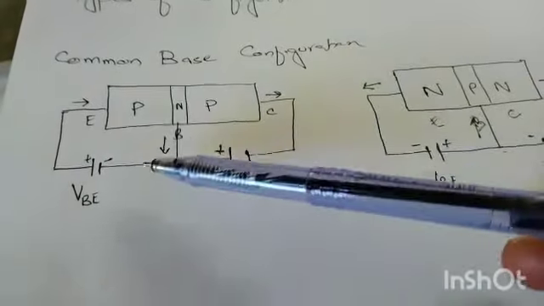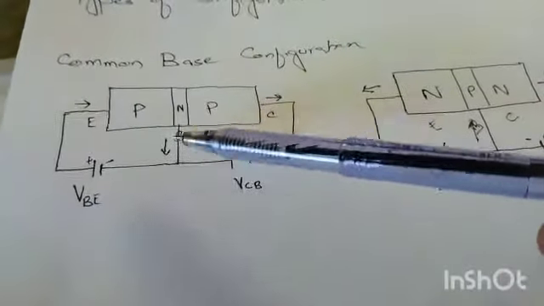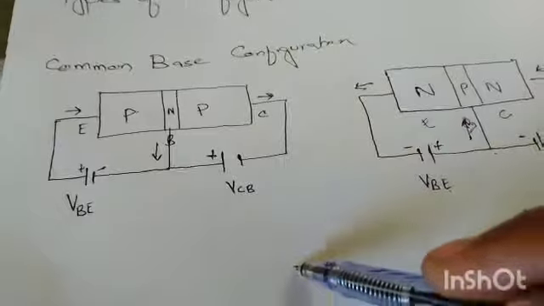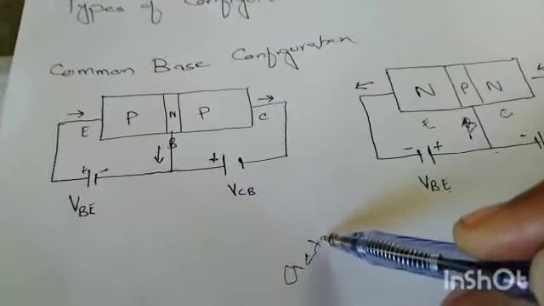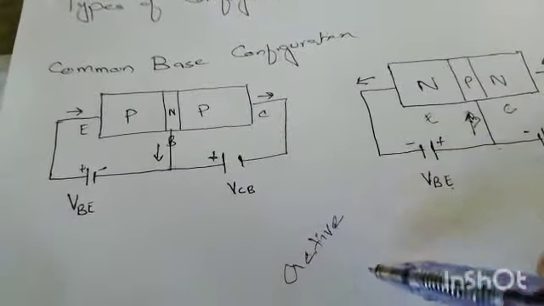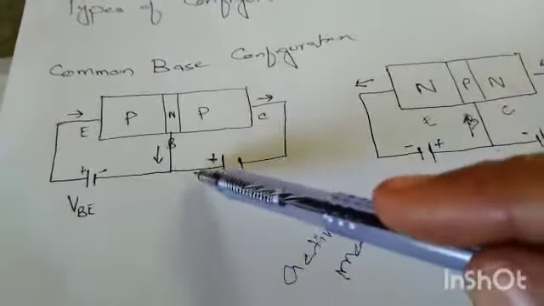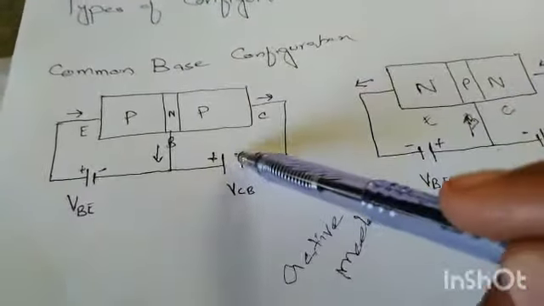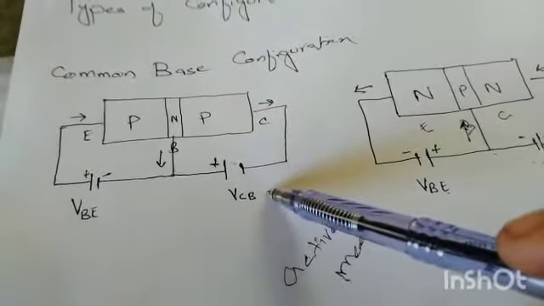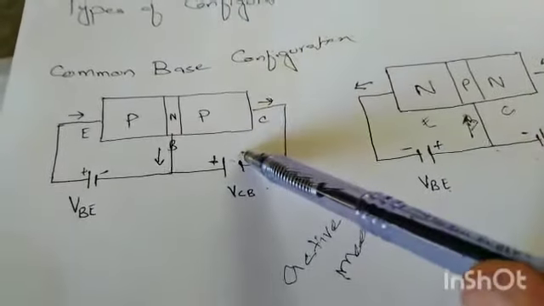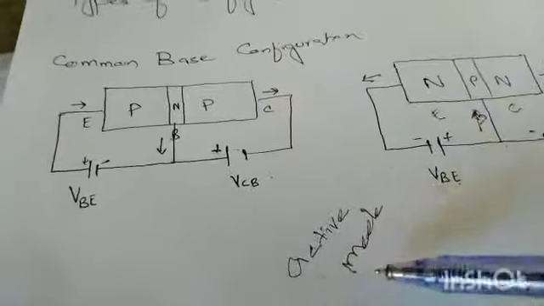We can operate a transistor in three modes. The first mode you call the active mode. By active mode, we mean that in this mode we make the emitter base junction forward biased and the collector base junction reverse biased. Then this mode of configuration of the transistor you call the active mode.